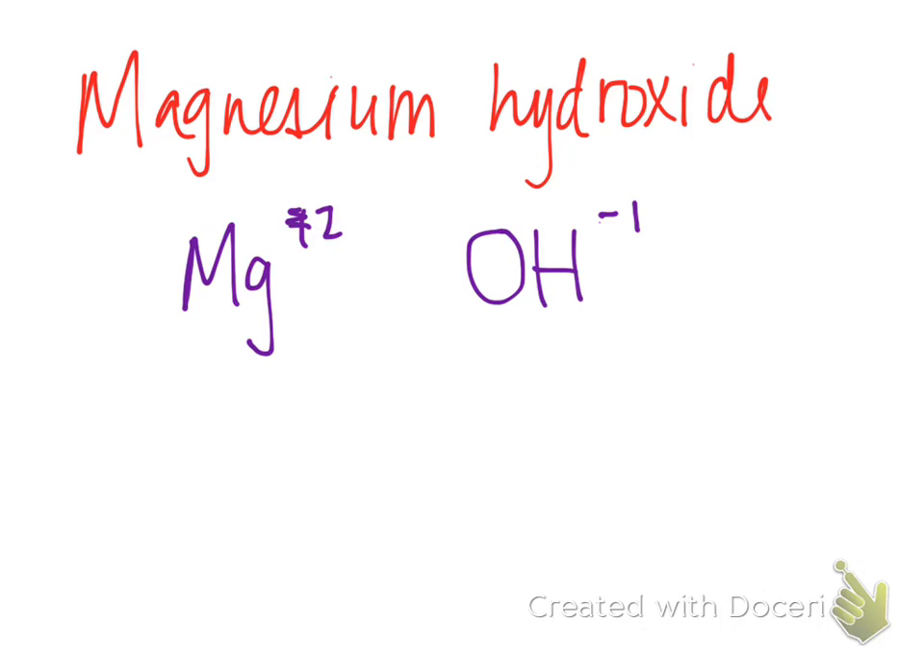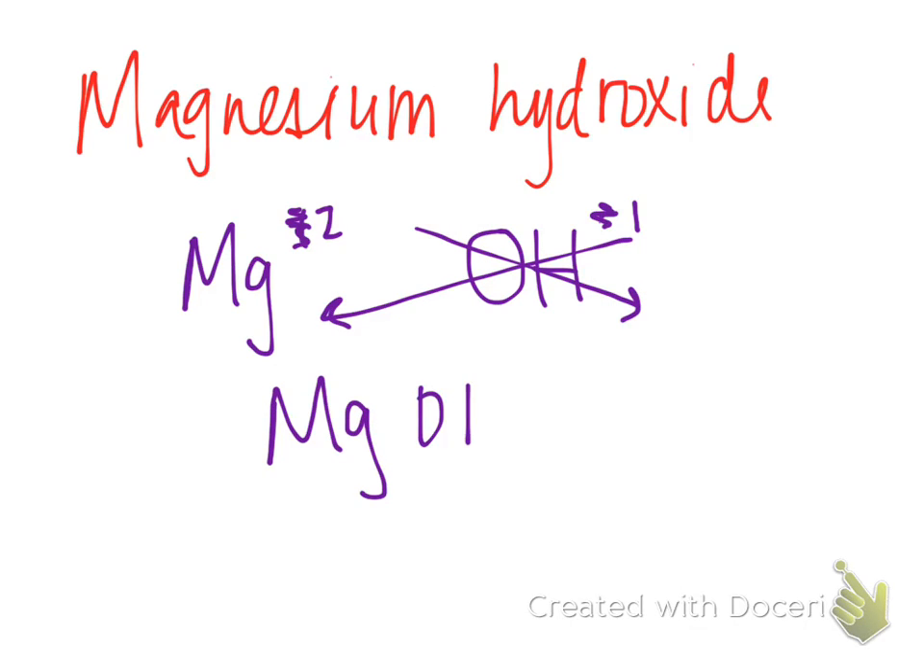Okay, so the cross down method, we get rid of the charges and we cross and we cross. Okay? So that would leave us with MgOH2. Okay, do we want two hydrogens or do we want two hydroxides? We want two hydroxides. So when we need more than one of a polyatomic ion, we put them in parentheses. Okay? That would be something that I'd maybe write down. Okay? So like put it in stars here or something.